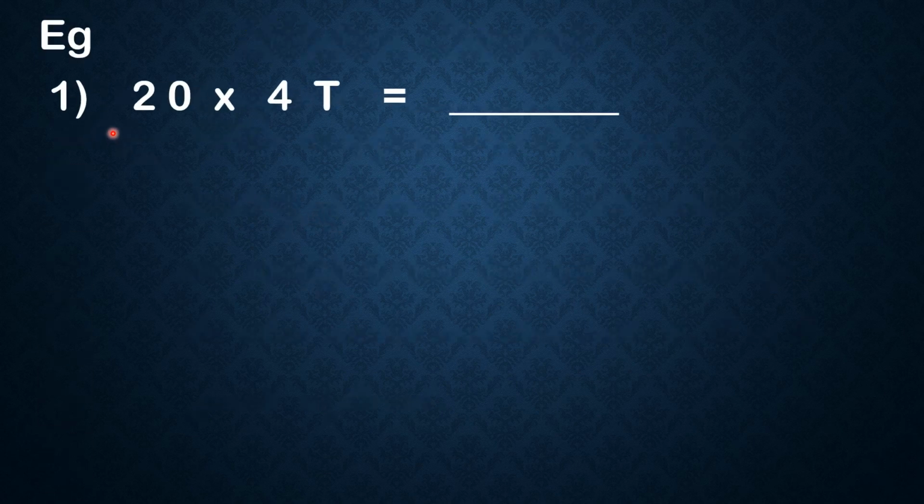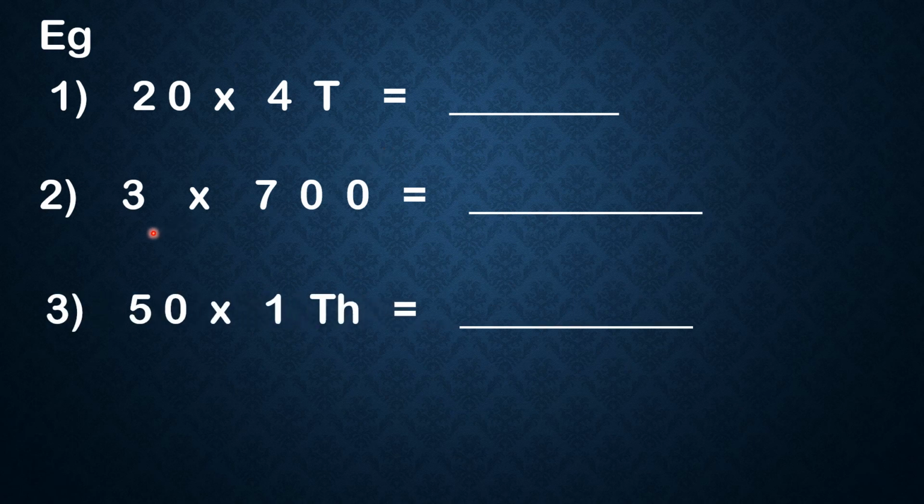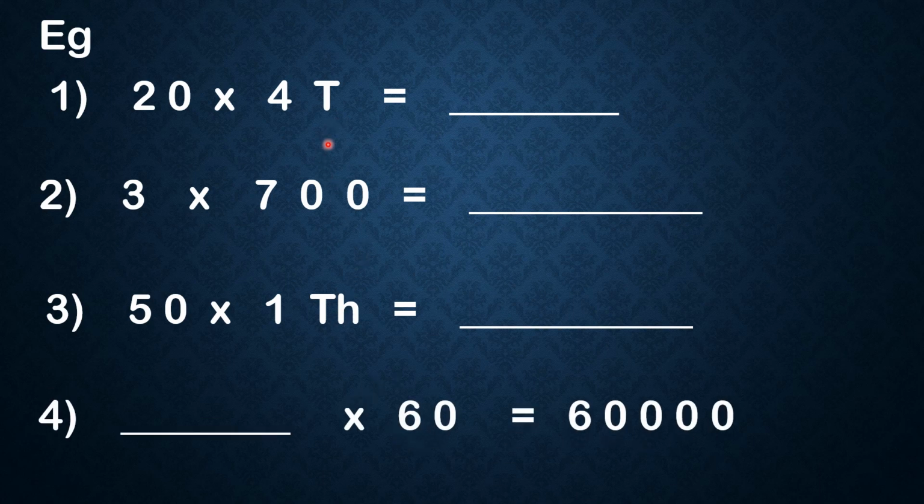Example 1, 20 multiplied by 4 tens equals dash. Sum number 2, 3 multiplied by 700, sum number 3, 50 multiplied by 1000. Instead of putting the zeros, you have put over here 1000, same like the 10. And the fourth one is dash multiplied by 60 equals 60,000. So let me begin with example number 1.